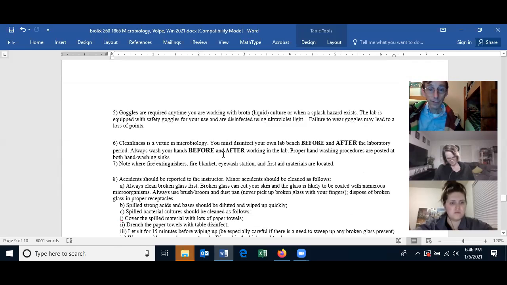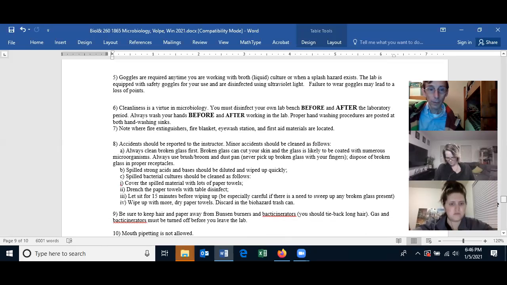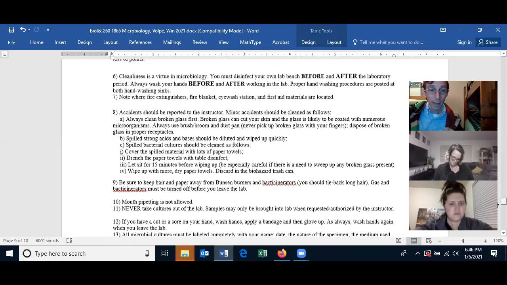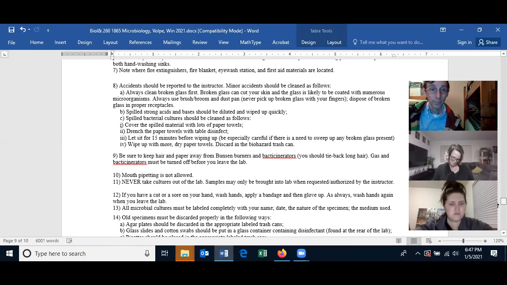Cleanliness is a virtue, so you should disinfect the lab bench first thing in the lab before you get started, and then after you go. So when you're about to leave, you wash down your workspace, and then you wash your hands before you leave and before you begin. Okay. You really don't need to know where the fire extinguishers and the fire blanket are in the lab, because we won't be in the lab. And I'm not going to ask questions about that.